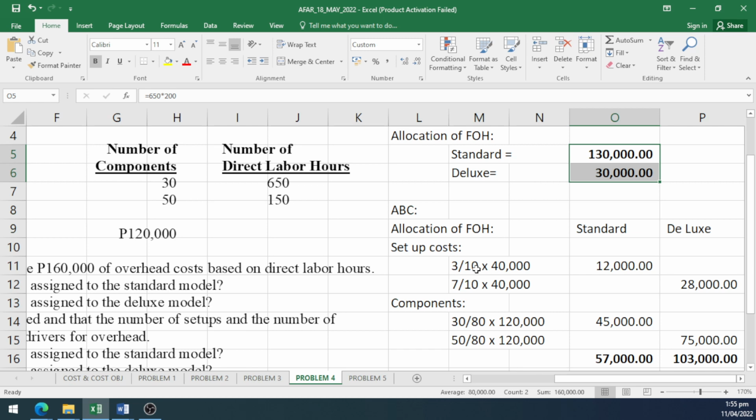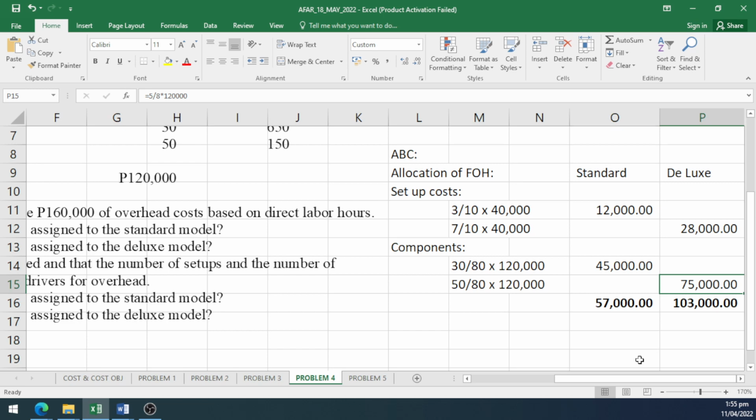Ang fraction ay 3/10, 7/10. So the setup cost allocated to, excuse me, standard is 30%, 3/10 times 40,000, that's 12,000. Then 7/10 times 40,000, that's 28,000 for deluxe. For the number of components, 30 and 50, so that's 3/8, 5/8, times 120,000. So, ito po, 45,000 and 75,000 respectively. So, ang total overhead allocated kay standard, 57, kay deluxe, 103.